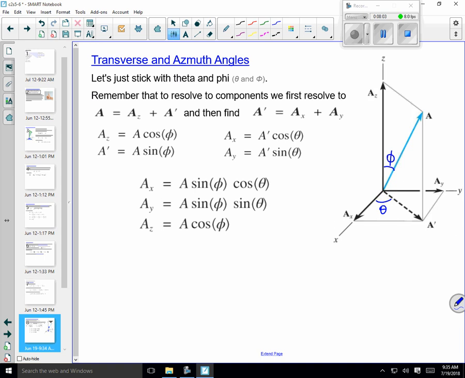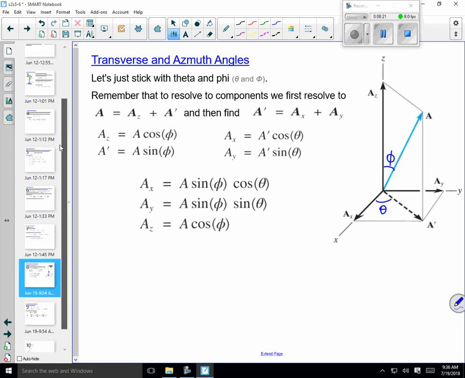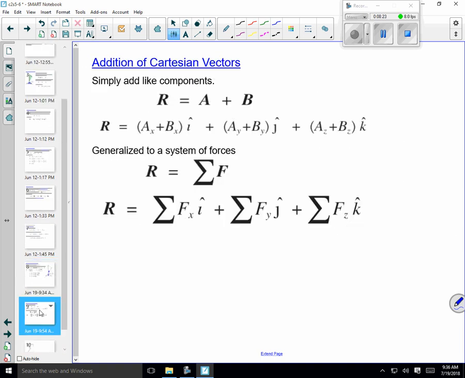This is not something to memorize. This is something to understand, where I got those numbers from, how I resolved it from this picture. Because you're often going to be given a picture with those two angles, and you have to resolve it into its components. So practice this. It'll make more sense later.